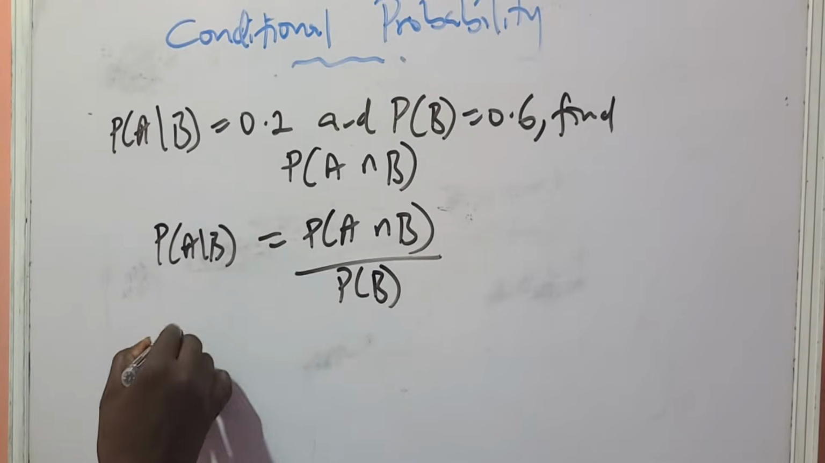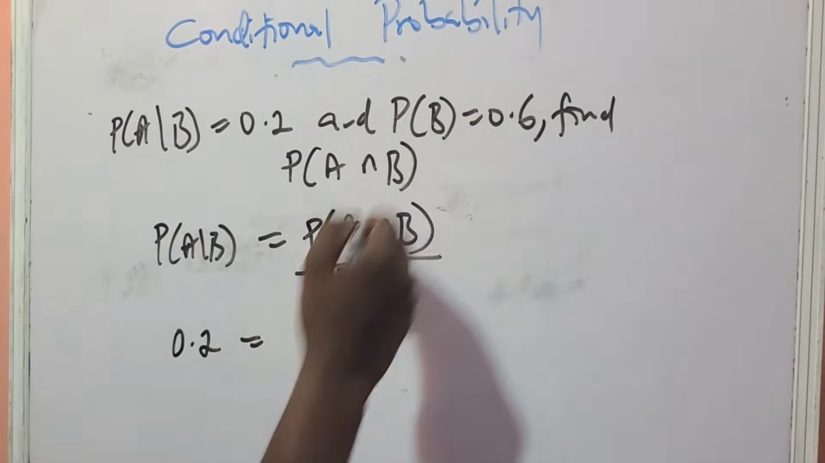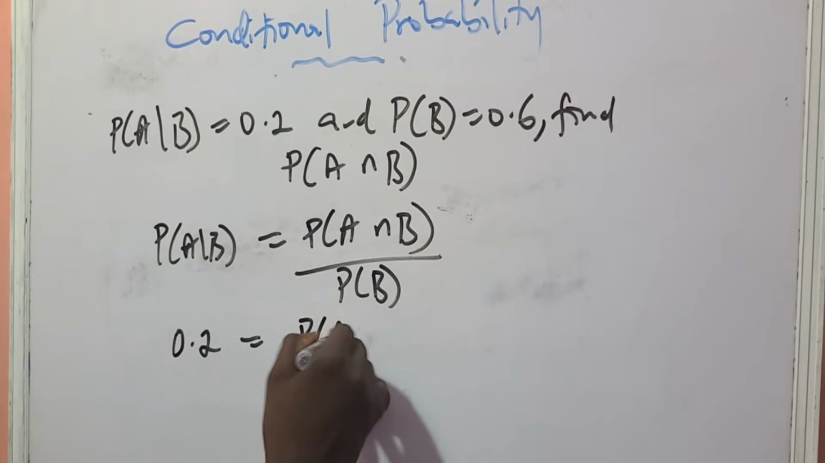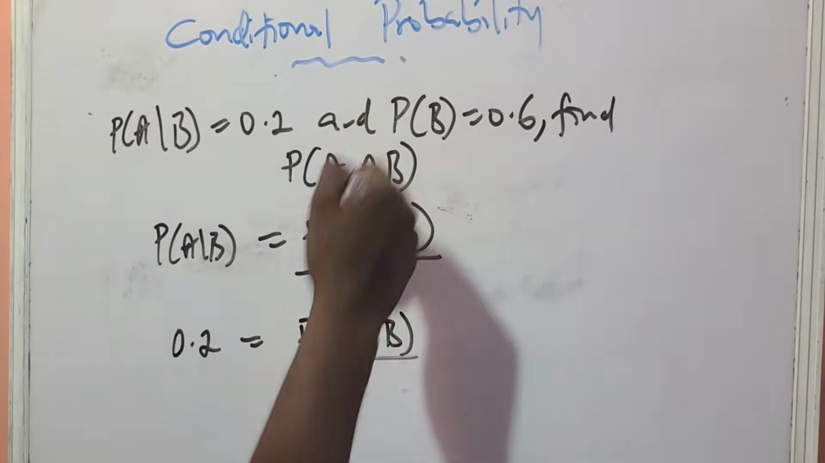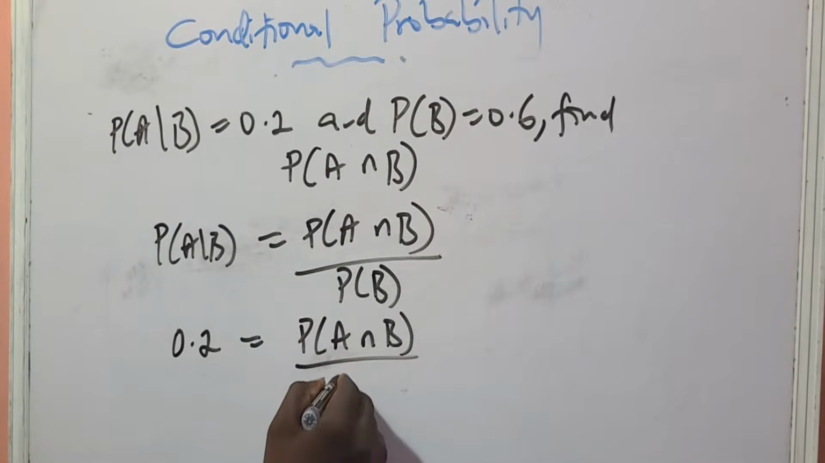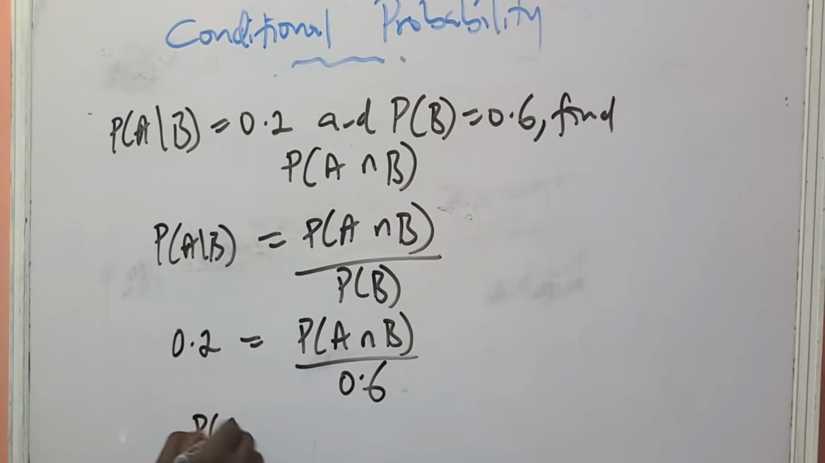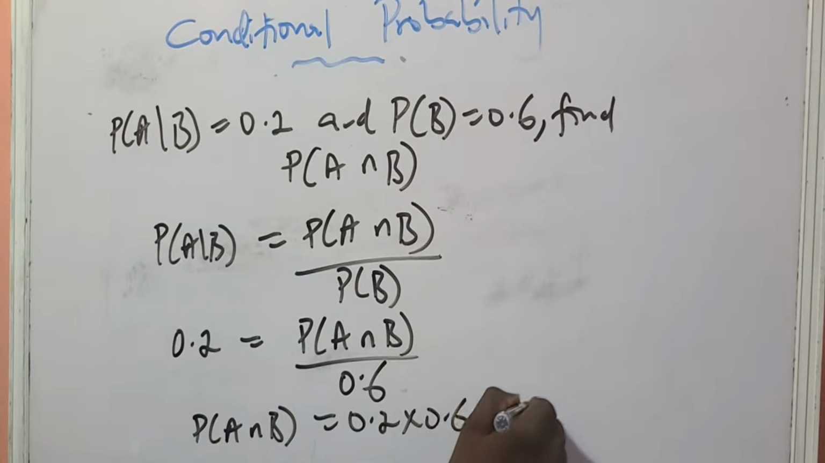All right, so you have 0.2 being equal to, of course, you do not know this, and over what? Over 0.6. So therefore, we have the probability of A intersection B being equal to 0.2 multiplied by 0.6, and that will give you a total of 0.12. All right, so I think this is good for an introduction to this formula. I believe right now we can move on to other types of questions.